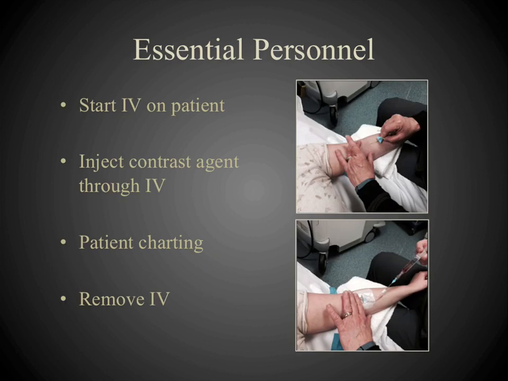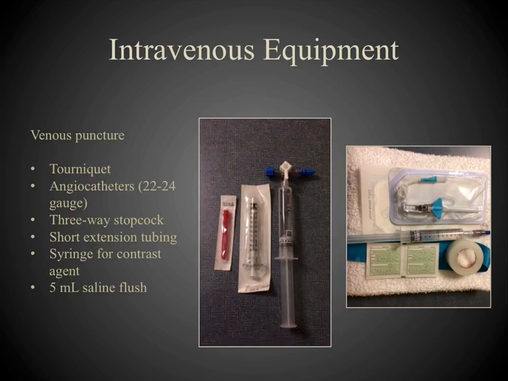In addition to the investigator, additional personnel such as a nurse or research aide is required to start an IV, inject the contrast, perform patient charting, and remove the IV once the exam is completed. Standard intravenous equipment includes the tourniquet, 22 or 24 gauge catheter, 3-way stopcock, short extension tubing, a small syringe for contrast agent, and a 5 milliliter saline flush.